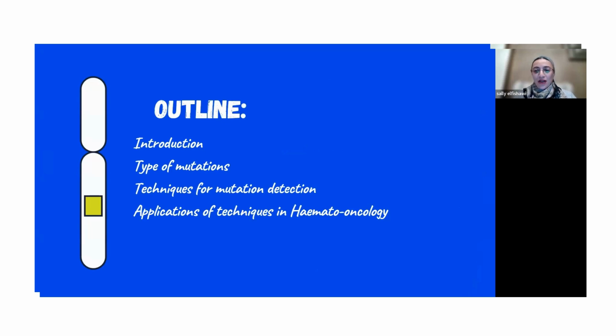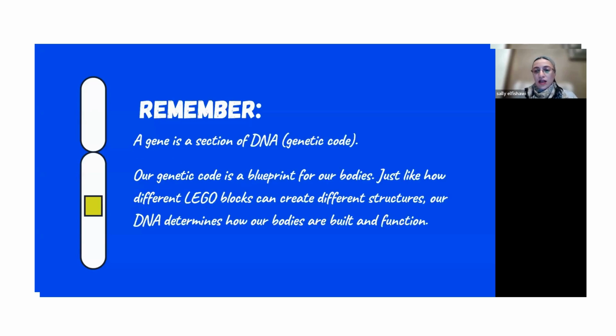Thank you, everyone. Our outline will be an introduction, types of mutations, techniques for mutation detection, and application of techniques in hemato-oncology. I just want to remind you that a gene is a section of our DNA, our genetic code. It's like the blueprint of our body. If you think of the DNA and the genetic code, it's like the Lego blocks that build up the proteins in our body and cause our phenotypic changes and appearances.